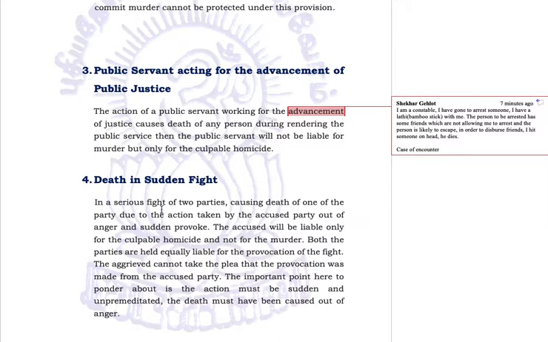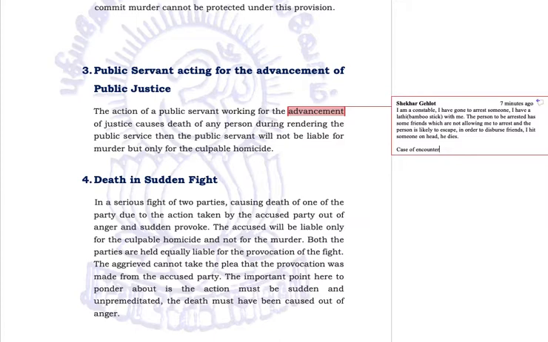in a serious fight of two parties, causing death of one of the party due to the action taken by the accused party out of anger and sudden provocation. The principle is again same. The principle is sudden provocation, because in a serious fight you are provoked. Okay, if I am sitting with two of my friends, two or three people come there, suddenly some of them have a hockey stick, they start beating us, we are now provoked. Okay, we will also do whatever is possible in our hands, whatever is possible with us, in order to beat them back, or to defend ourselves, whatever is possible.